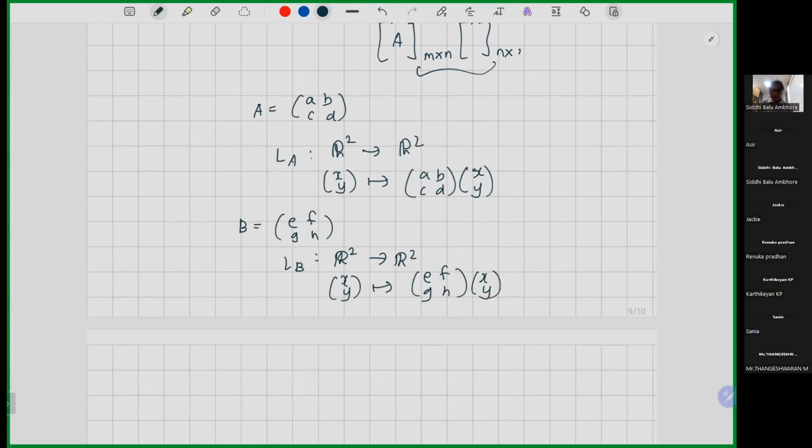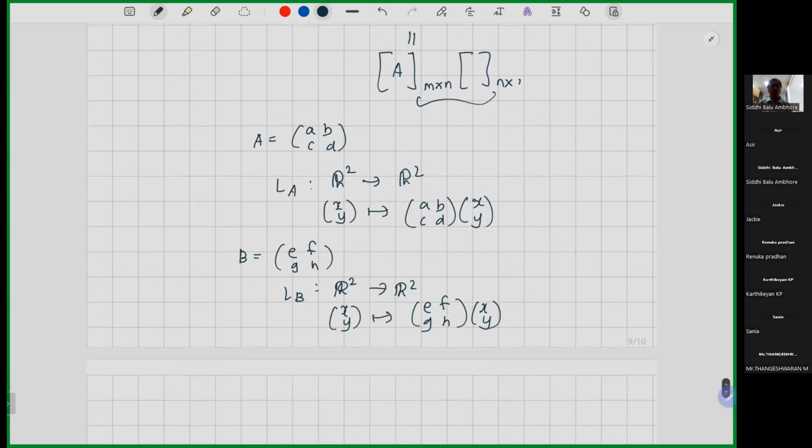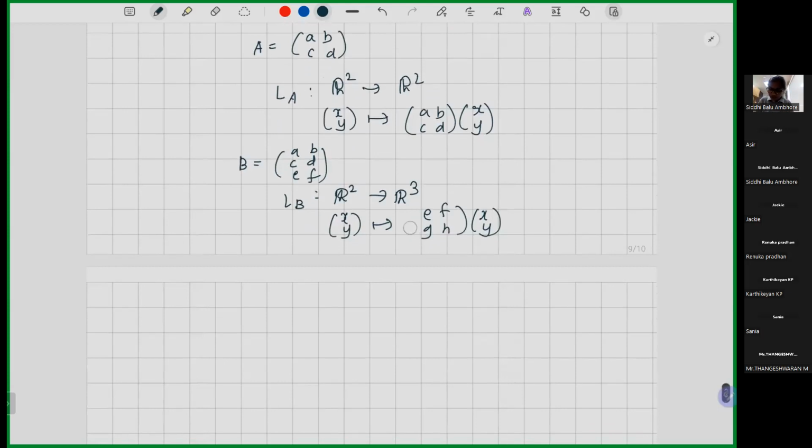How will it be R2 to R3? Since we are going from R2 to R3, this will be a 3 cross 2 matrix. So 3 cross 2 matrix means A, B, C, D, E, F. When I multiply this with X, Y, which is 2 cross 1, and this is 3 cross 2, the resultant matrix will be a 3 cross 1 matrix. Is it okay?